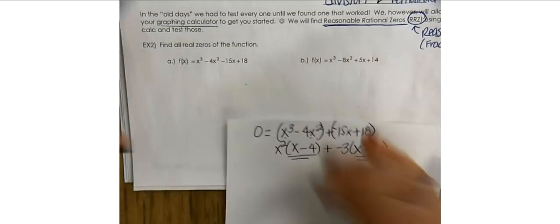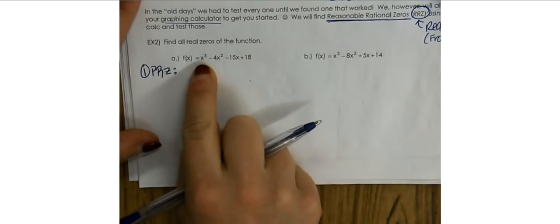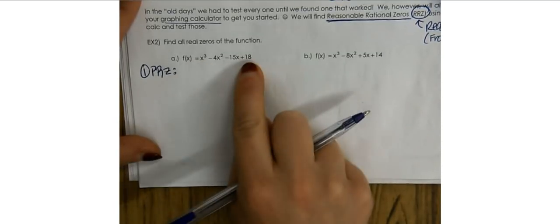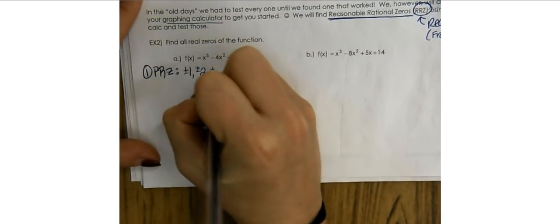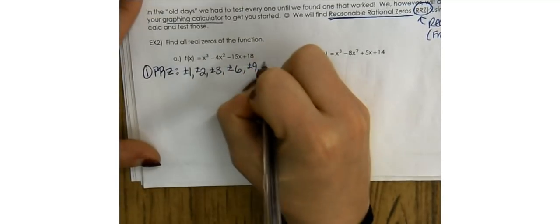I have to identify my possible rational zeros. That is first. So my possible rational zeros. What's cool about this is that my leading coefficient is a 1, so I'm just going to list all of the factors of 18. So that's going to be plus or minus 1, plus or minus 2, plus or minus 3, plus or minus 6, plus or minus 9, and plus or minus 18.